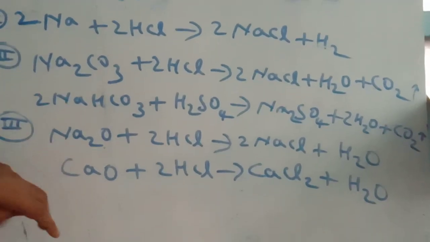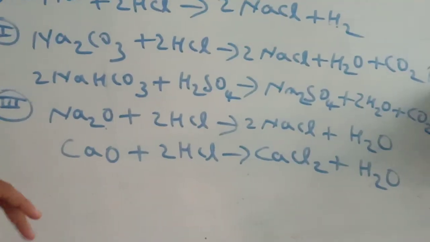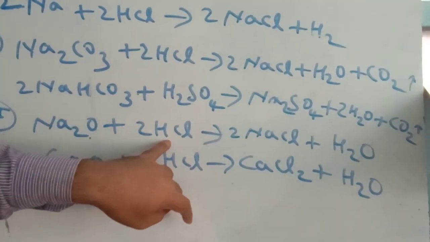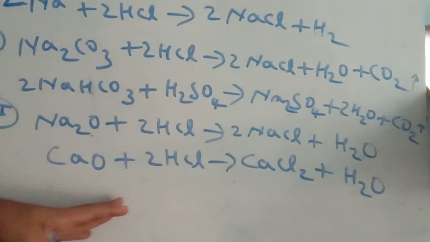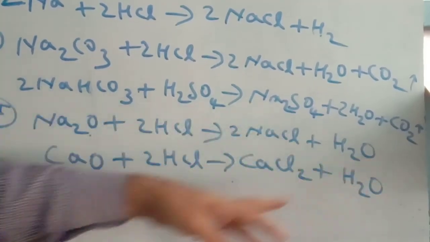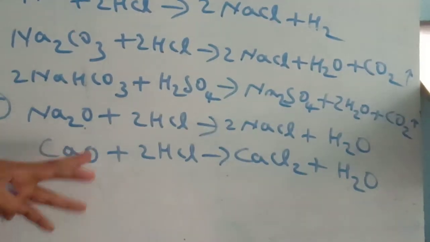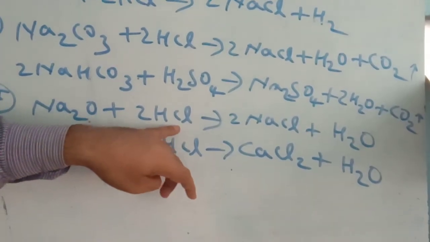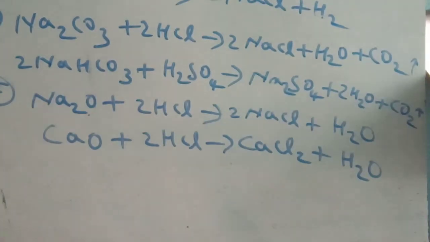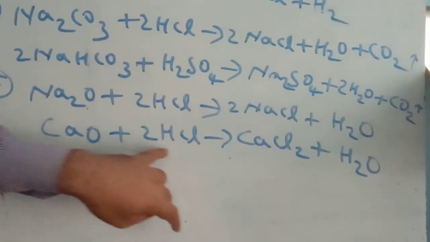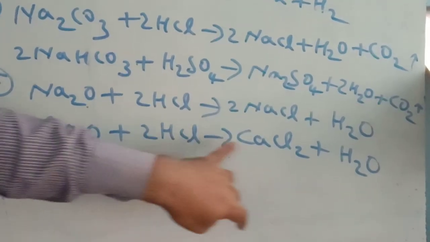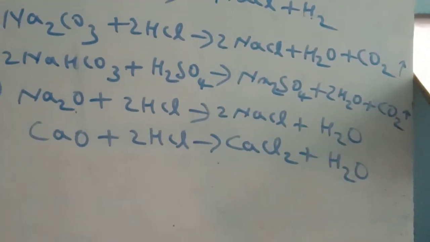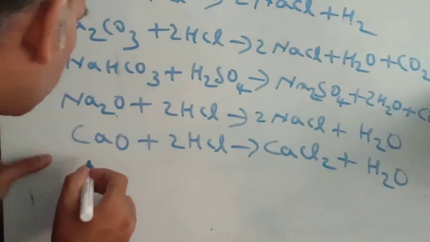Third reaction, see, metallic oxide reacts with acid, then forms metallic salt plus water. I have written here: sodium oxide reacts with hydrochloric acid, then forms sodium chloride and water. Second, calcium oxide reacts with hydrochloric acid, then forms calcium chloride and water. One more example you can give: potassium hydroxide.